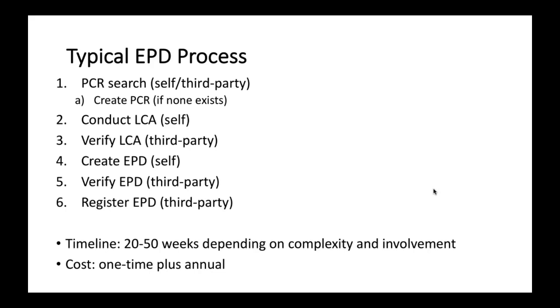Continuing in the EPD process, you would conduct your life cycle assessment. So really see the impact again in all of these different categories, verify your LCA with third party. And with that, you can create the EPD on your own and then verify that EPD by a third party to then get that registered and available to share with the industry. And just to give you a sense of timeline, this can take anywhere from 20 to 50 weeks depending on complexity and involvement.